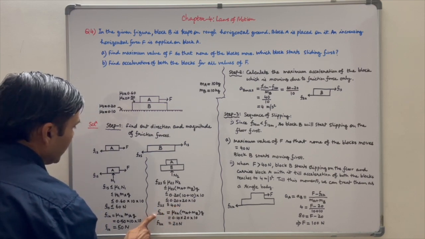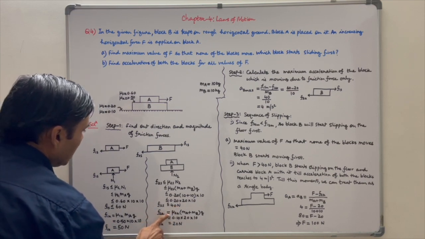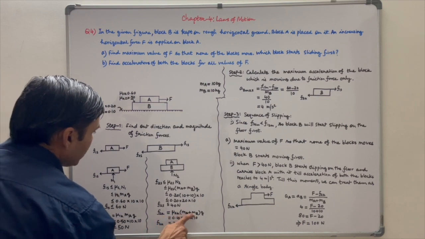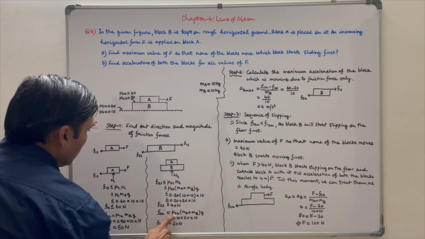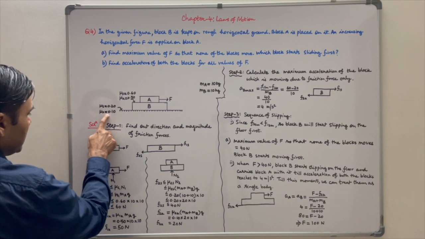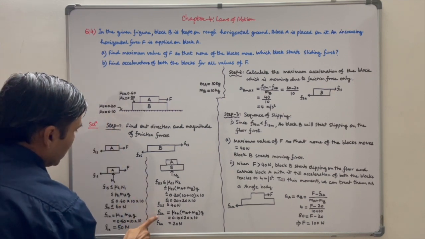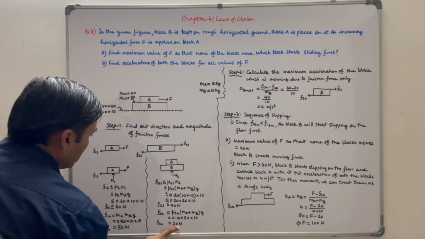Similarly, we can calculate F2K. F2K is equal to mu2K into MA plus MB times G. Value of mu2K is given as 0.10. So F2K comes out to be equal to 20 Newton.